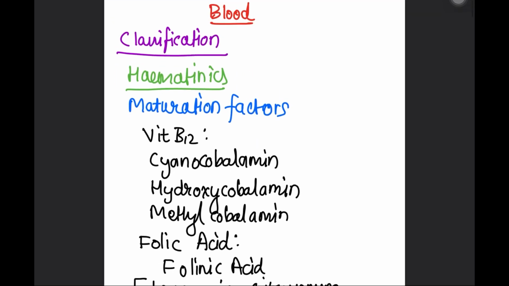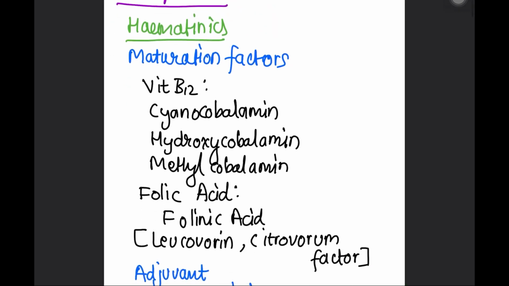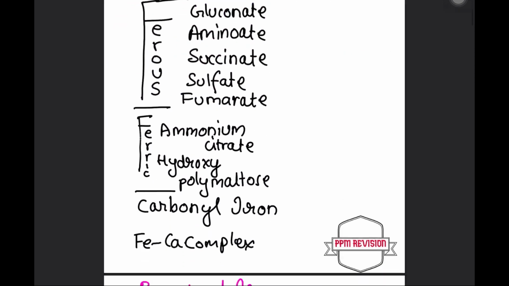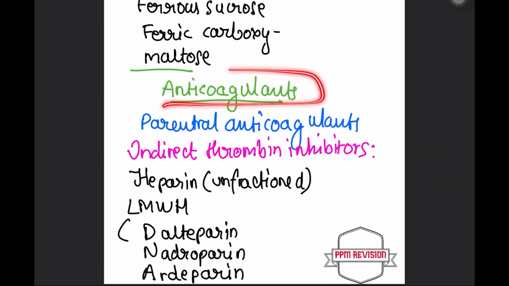In part 3 of the series, we'll be looking at the topic blood. Under blood, we'll be looking at classification. Under classification, some important ones we'll be discussing are hematinics, then anticoagulants.